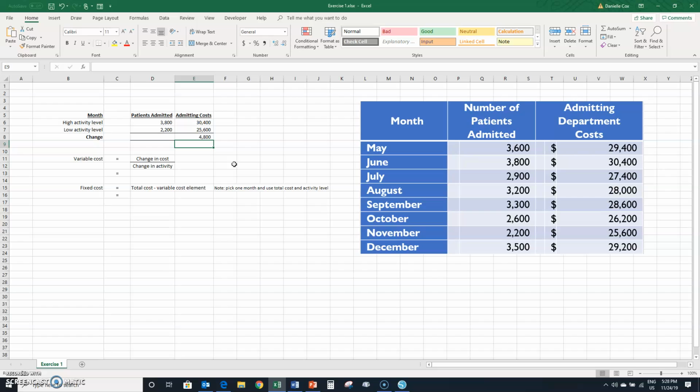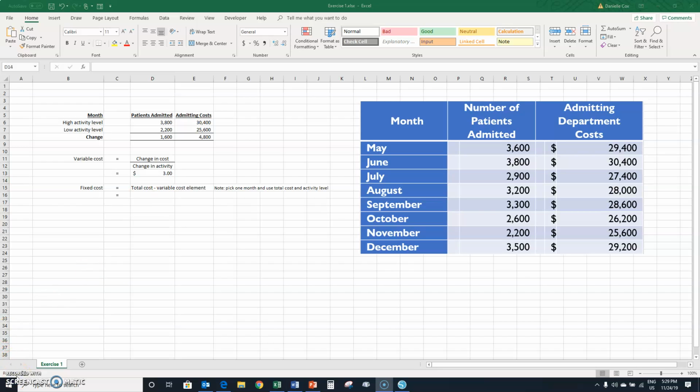The change in activity from the highest month to the lowest month is then 3,800 minus 2,200, which is 1,600. Therefore, variable cost is the change in cost of $4,800 divided by the change in activity of 1,600, which is $3 per patient.